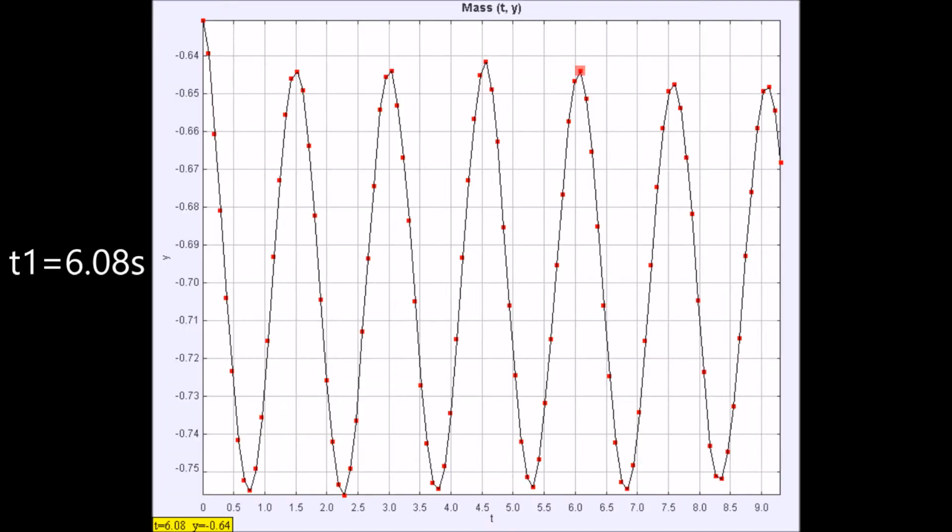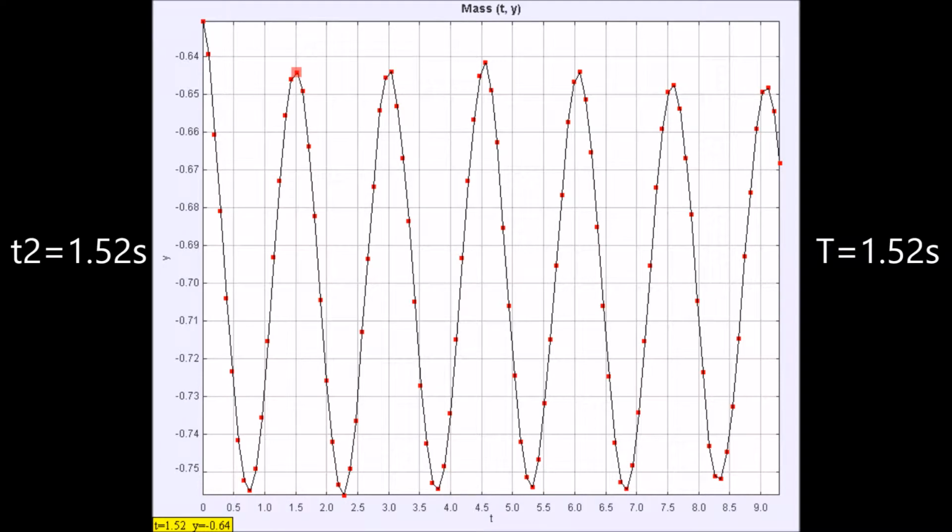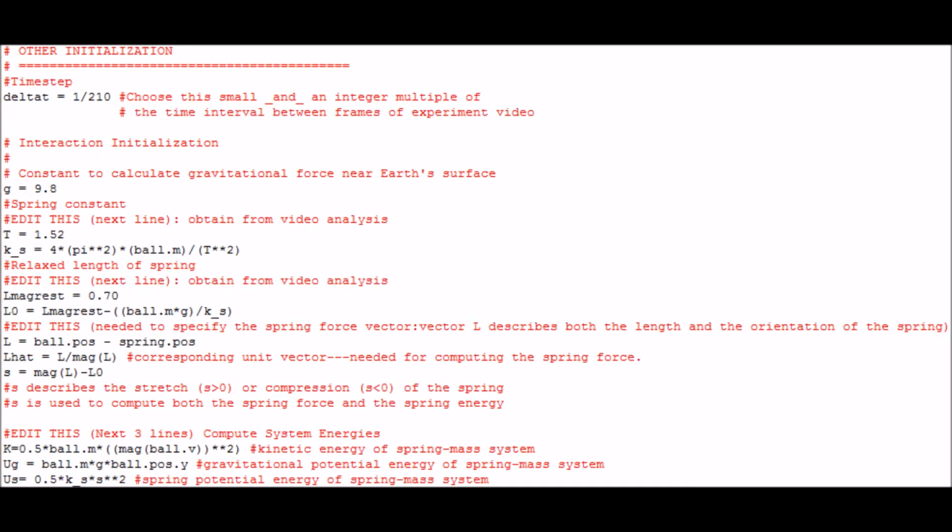To find the period of the oscillation, the y position will be used. We will look at a point in time seen here, 6.08 seconds. And we subtract this second time, 1.52 seconds, from the first to find the period of 3 oscillations of the mass, and then finally divide by 3 to find the period to be 1.52 seconds. Now that we have the period, the spring constant can be calculated.